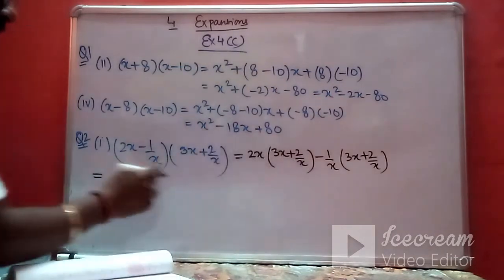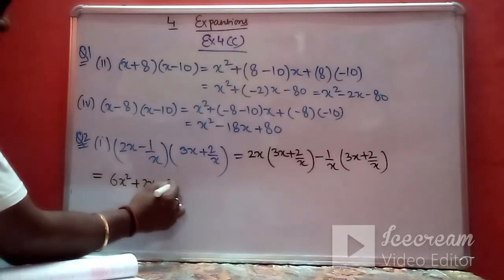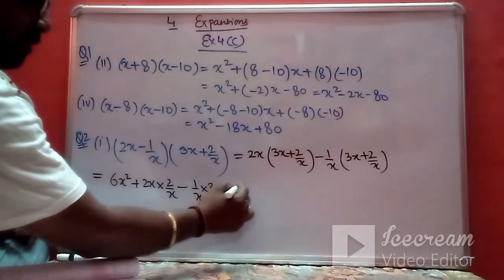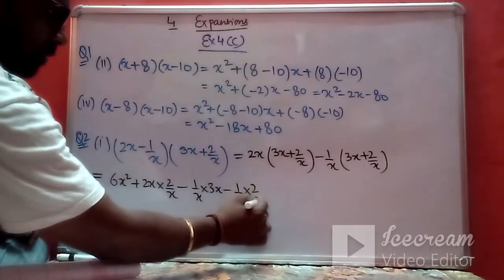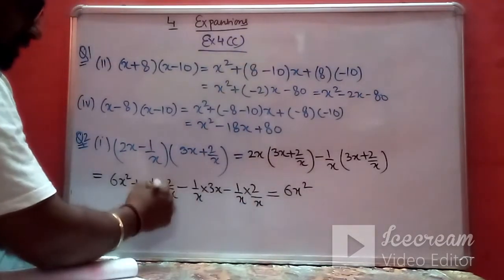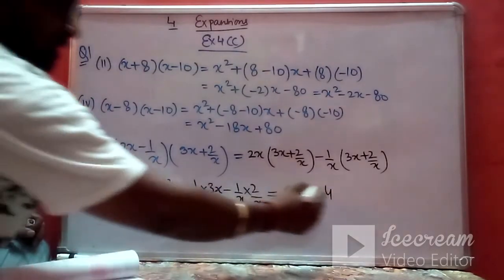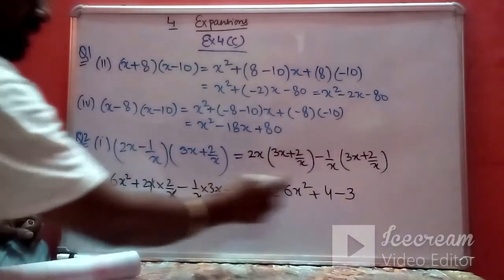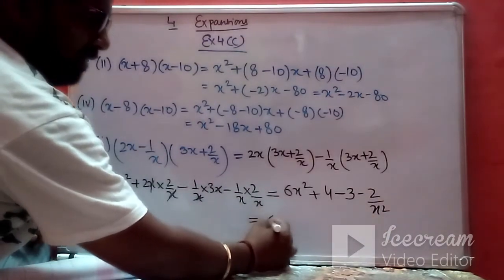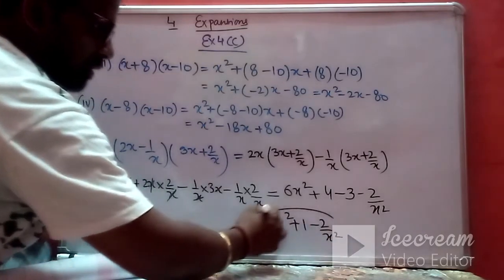So what you will get: 2x into 3x, 6x², plus 2x into 2/x, minus 1/x into 3x, and minus 1/x into 2/x. So this is 6x², x and x will cancel each other, plus 4, again they will cancel, minus 3, and it is minus 2/x². So finally what is our answer? 6x² + 1 − 2/x².